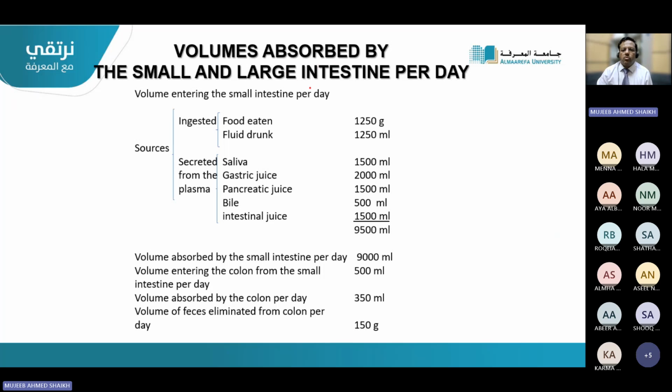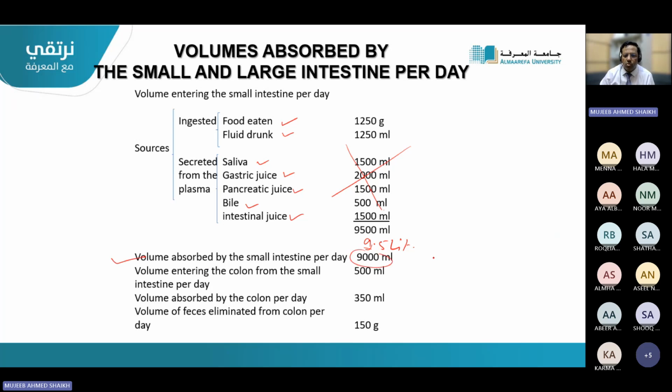Okay, so up till now we have seen how things are absorbed, but what about the amount of water present in the small intestine? The total amount of water in the small intestine comes from what we drink, or from the food we take, or it may be secreted as saliva, gastric juice, pancreatic juice, bile or intestinal juice. The total is about 9.5 liters. Numbers are not important, just to show you that it is around 9.5 liters, and the volume absorbed by the intestine is 9 liters.